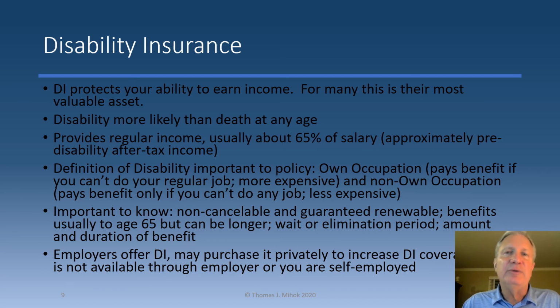Non-cancelable and guaranteed renewable, the policy should be. Benefits usually go to age 65. They can be age 70, age 67, sometimes maybe 70. There's usually a wait period or elimination period, 30, 60, 90 days, sometimes 180. The longer you wait, the less premium you pay. It's basically a longer period of effectively self-insurance. And the amount and the duration of the benefit matter as you consider the policy.